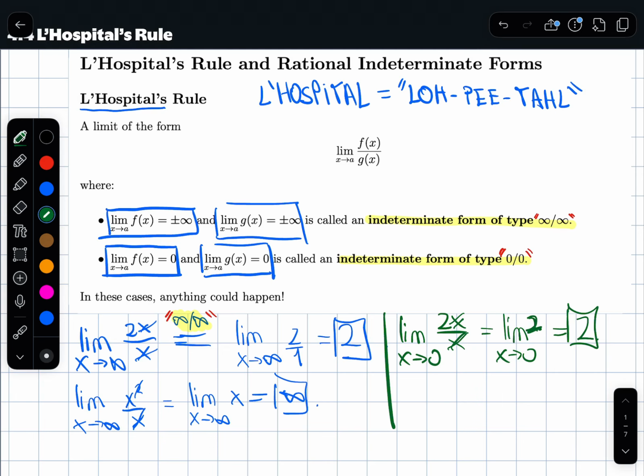0 over 0 is an indetermination, or an indeterminate form, and it could be anything, including nothing. The limit could be 0, the limit could be infinity, or anything in between. So that's why it's also called an indeterminate form. What L'Hopital's rule does is help us solve these.